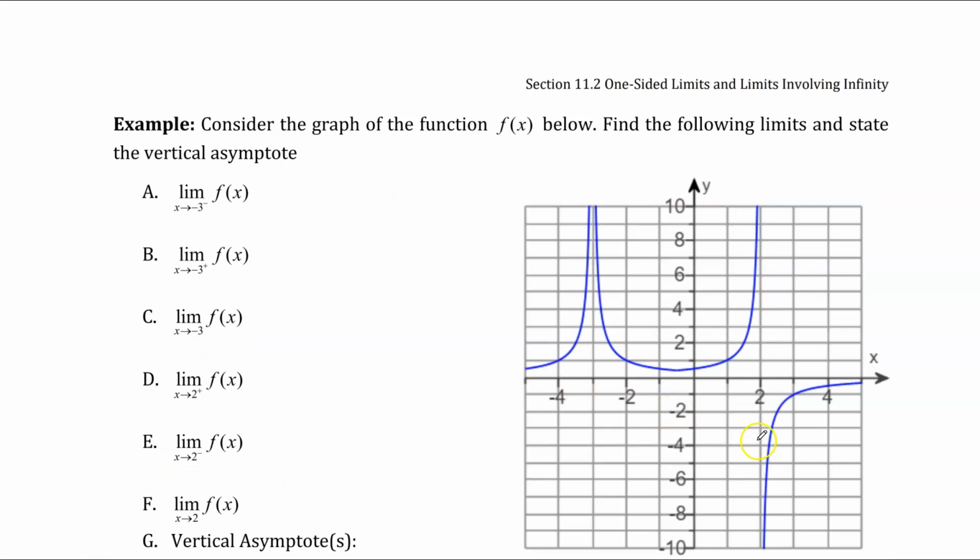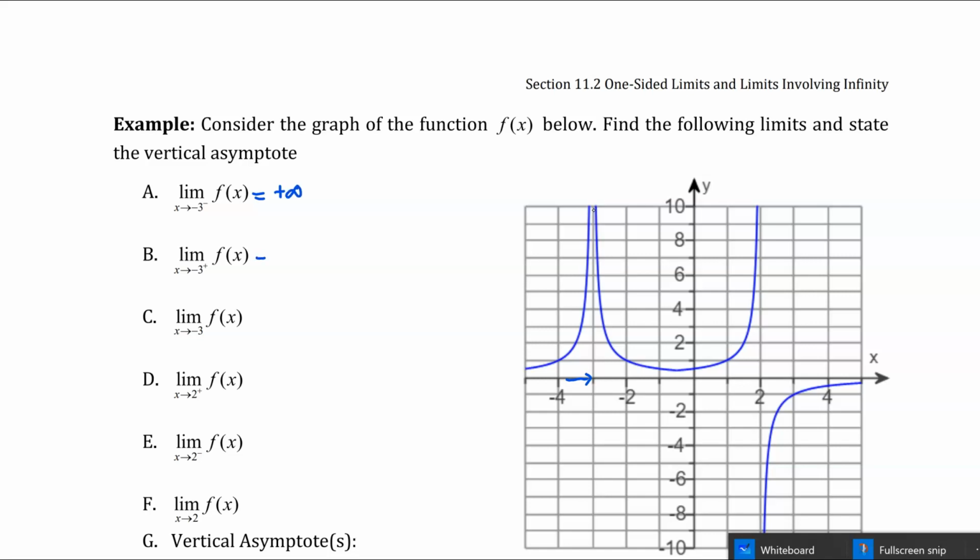Now consider the graph here and find the limit of the function as x approaches negative 3 from the left. This is negative 3. From the left is this one here, and we look at the function values. The function values approach this line here. It continues to grow or increase without bound. So therefore, this means that the limit of the function as x approaches negative 3 from the left is positive infinity.